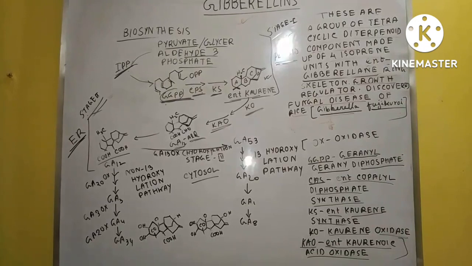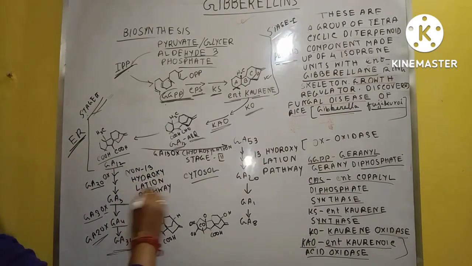So here GA12 is formed. Now in presence of GA20 oxidase, GA12 is transformed into GA9. In presence of GA3 oxidase it converts into GA4, and obviously in presence of GA2 oxidase it converts into GA34. Okay, so this pathway is called the non-13 hydroxylation pathway.